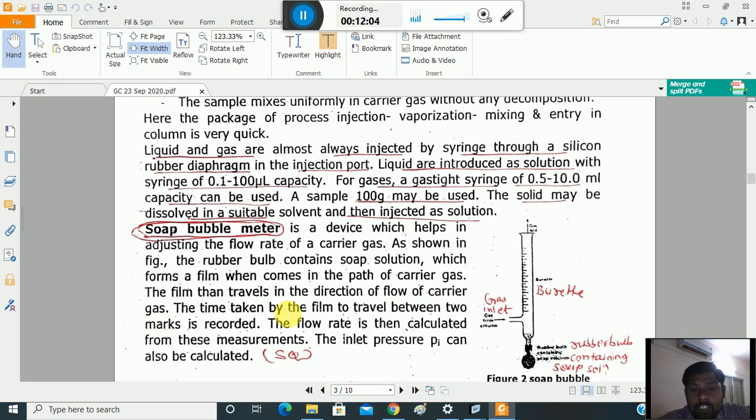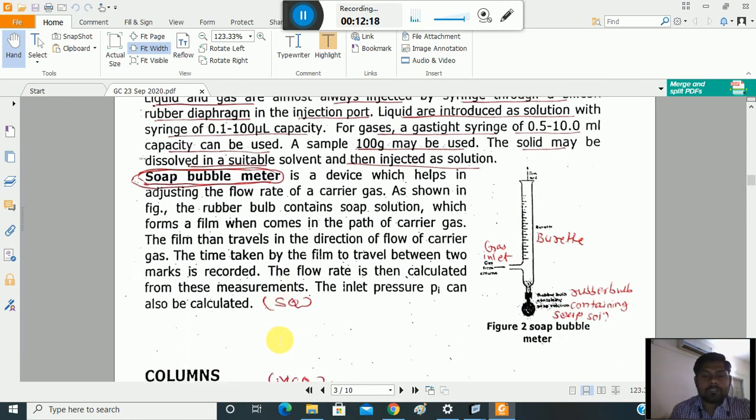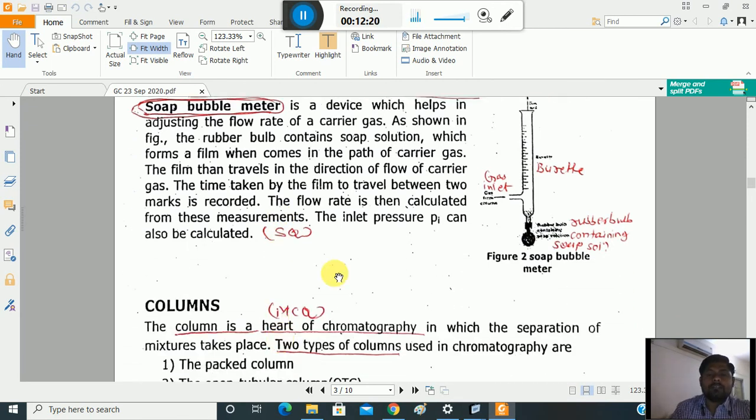The time taken by the film to travel between two marks is recorded, as I told you earlier. The flow rate is then calculated from this measurement, okay. So that is the function of that soap bubble meter. The inlet pressure Pi can also be calculated, okay.